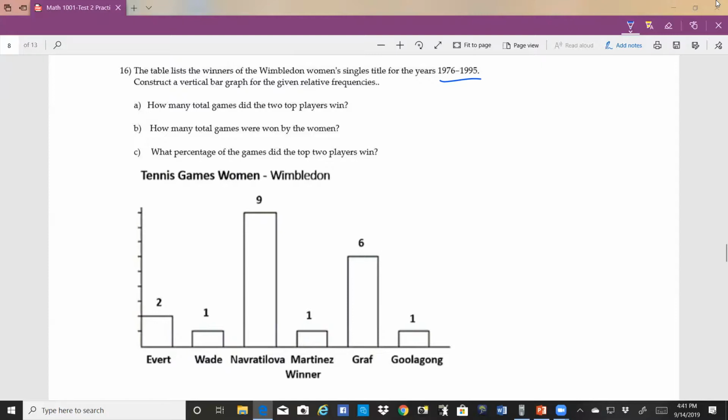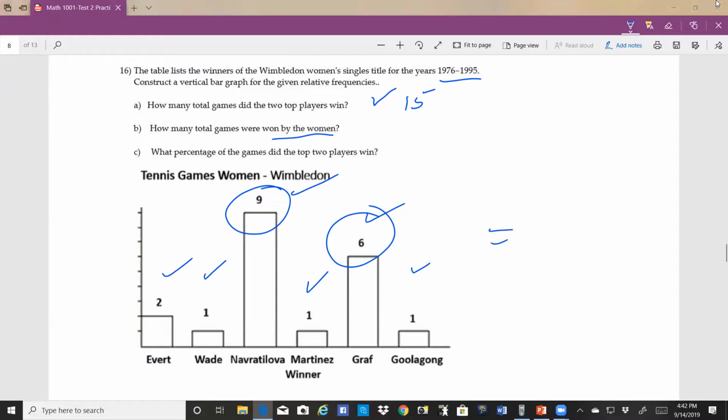Okay, looking at the chart, first question is, how many total games did the two top players win? Well, it's pretty obvious from that. Navratilova and Graf had the top two, and that would be 15. How many total games were won by the women? Just add them all up. 2 plus 1 plus 9 plus 1 plus 6 plus 1 equals 20. So there were 20.